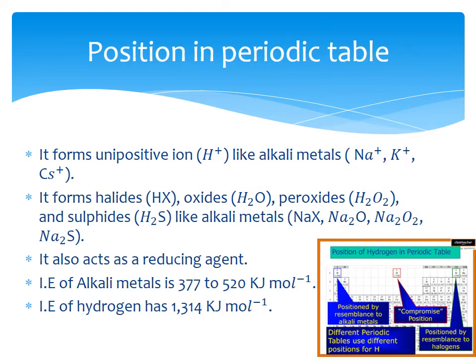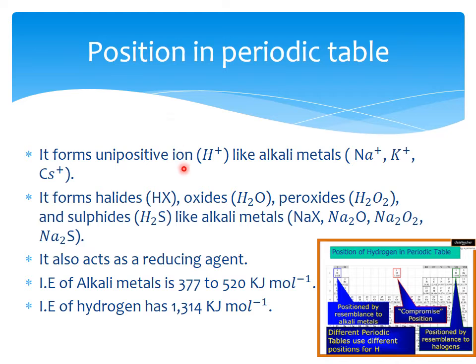Let's learn the position of hydrogen in the periodic table. It resembles alkali metals as well as the halogens of group 17. In some periodic tables they keep hydrogen above the alkali metals, and in some in the middle of the periodic table. So let's find where to keep hydrogen in the periodic table and what the similarities of hydrogen are with the alkali metals as well as with the halogens.